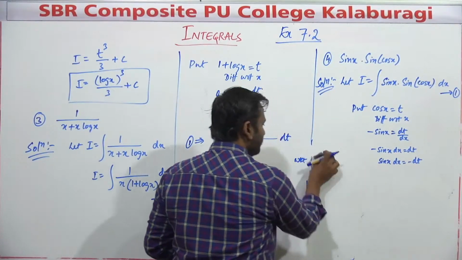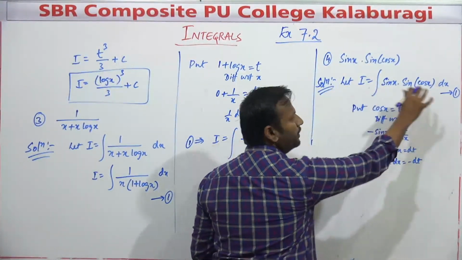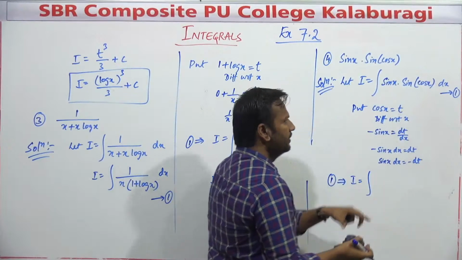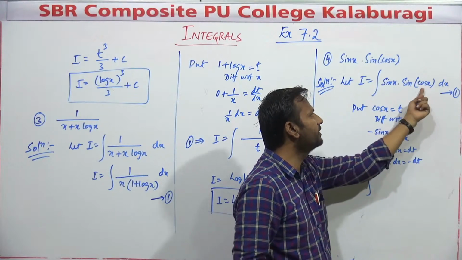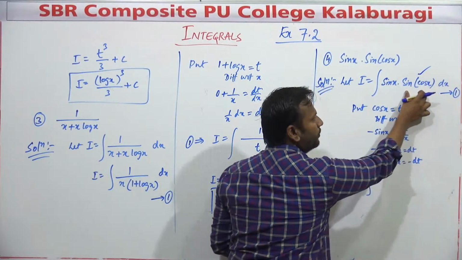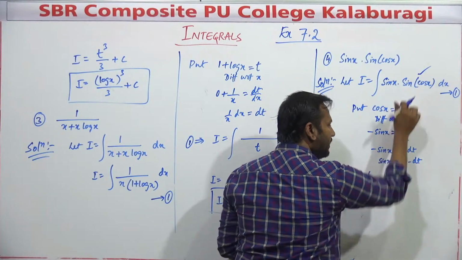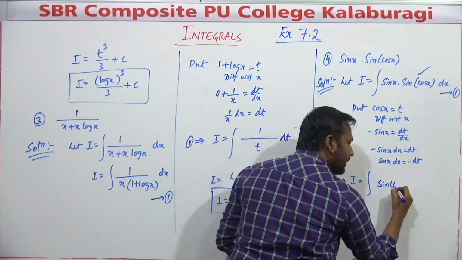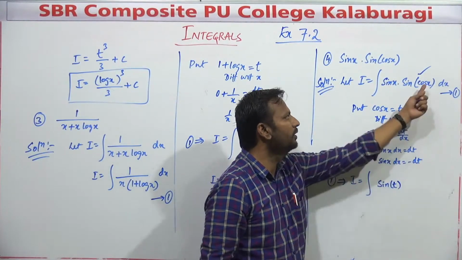Now substitute all these things in equation 1. What happens? Sin x is there, no problem. Let us look at this complex one here, sin of cos x. What have we substituted there? Cos x we have substituted as t. I'm focusing on this one, students. Cos x, what we have taken as t. So sin of cos x is sin t.